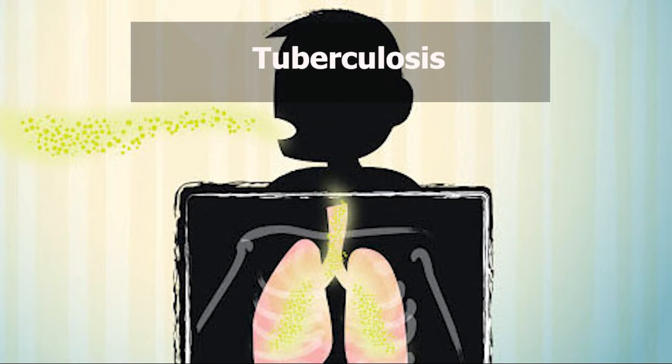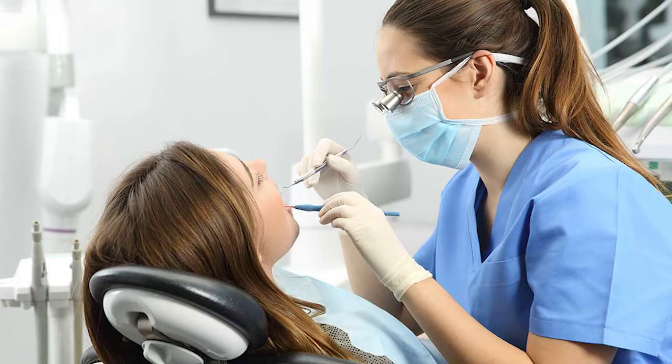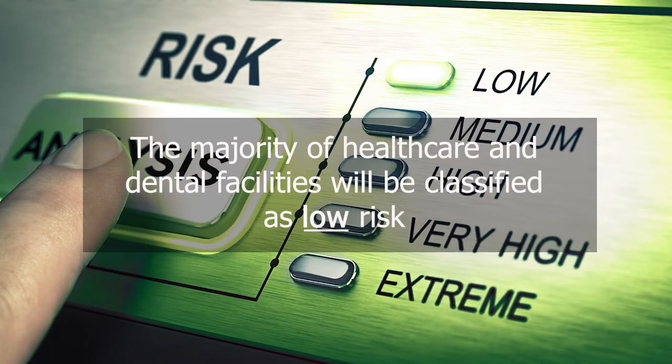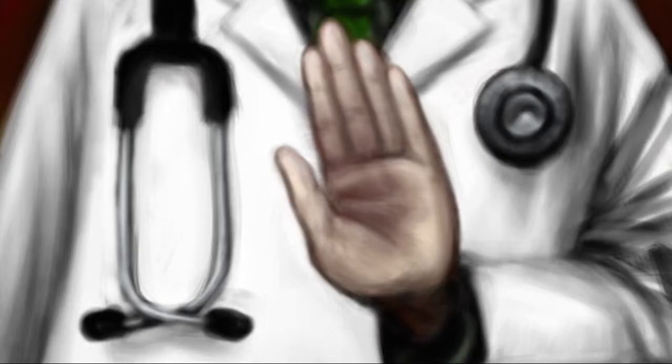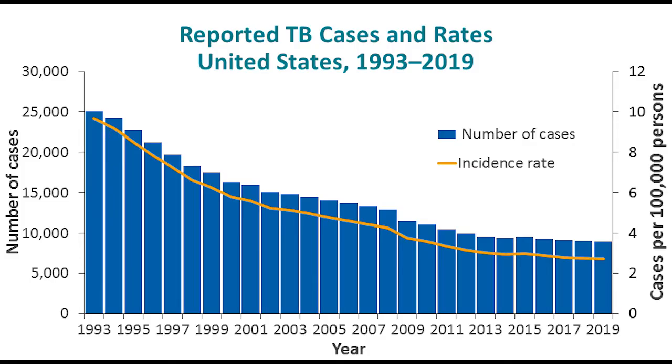Tuberculosis is an airborne disease that could present a risk to some healthcare workers. Your degree of risk will vary depending on the types of patients you see and the procedures you perform. Most healthcare and dental facilities will be classified as low risk. If your facility doesn't admit or treat patients with active tuberculosis, you're not required to have specialized engineering controls or personal protective equipment. According to the Centers for Disease Control data, annual TB rates in the United States have declined dramatically during the past 3 decades.